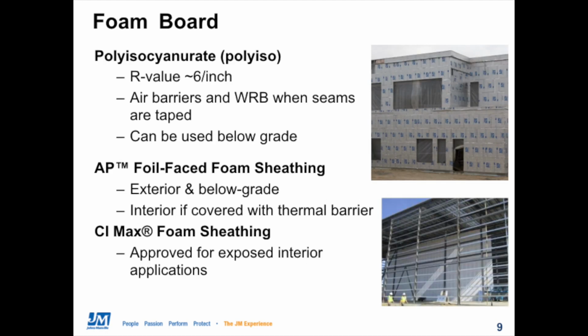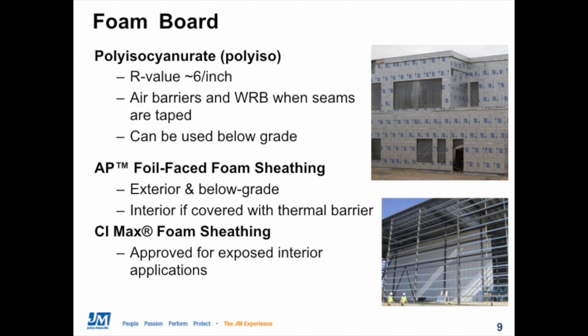So next we're going to move on to talk about foams. In addition to fiberglass and mineral wool products, Johns Manville offers several types of foams. The first one we're going to talk about is polyisocyanurate foam, which is often referred to as just polyiso. Polyiso is a closed cell foam, which brings with it a very good R value of about 6 per inch. JM makes polyiso into boards, which in addition to acting as thermal insulation, can also be used to create an air barrier and a water resistive barrier if the seams of the boards are taped and the penetrations are sealed.